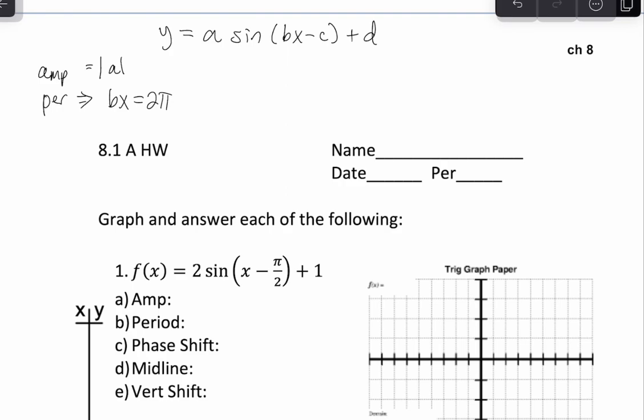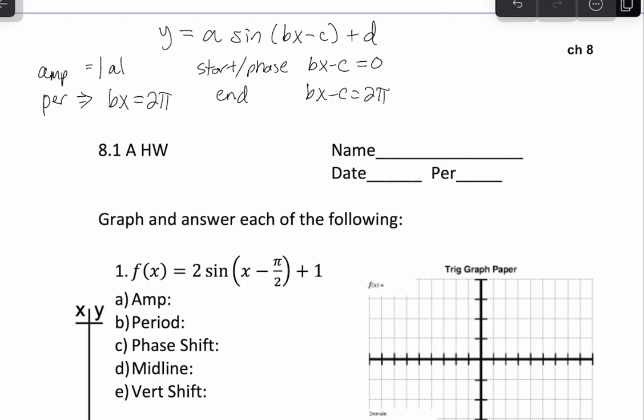So that's the period. If you want to find the starting place of your graph, or how it moves left and right, so the start of your graph or the phase shift, you're going to set the parentheses bx minus c equal to 0. The end of your graph, you're going to set bx minus c equal to 2 pi. And then we're going to break those x's down from there.